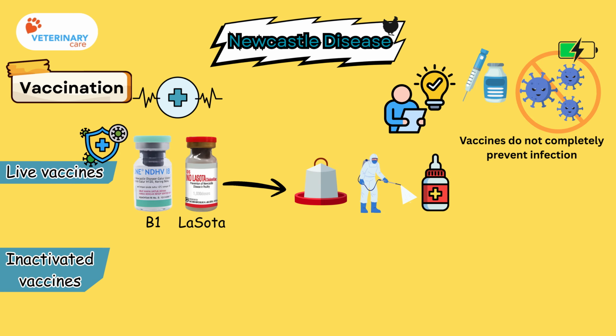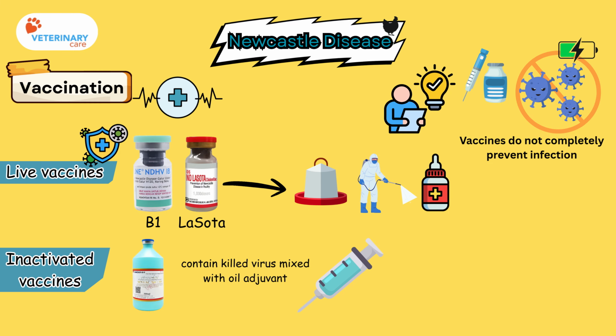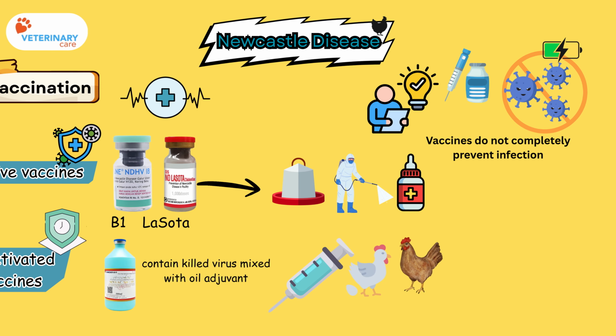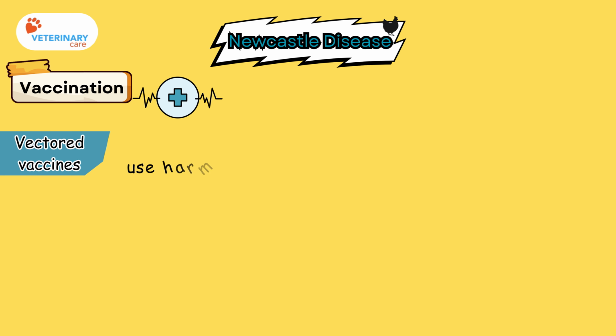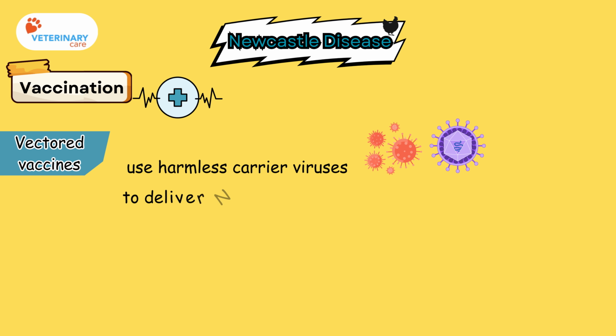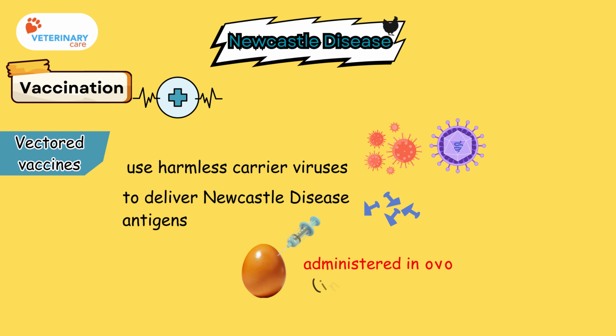Inactivated vaccines, which contain killed virus mixed with oil adjuvant, are given by injection and are frequently used in layers and breeder flocks to provide strong and longer-lasting immunity. Vectored vaccines use harmless carrier viruses, such as fowlpox or herpes virus, to deliver Newcastle disease antigens and can even be administered in ovo, meaning directly into the egg before hatching.